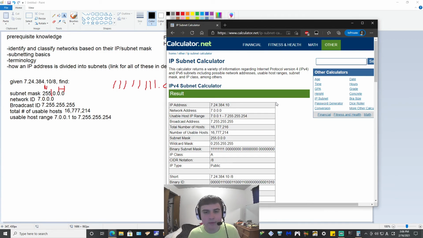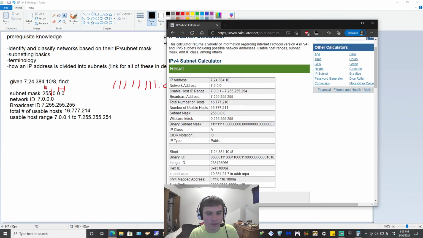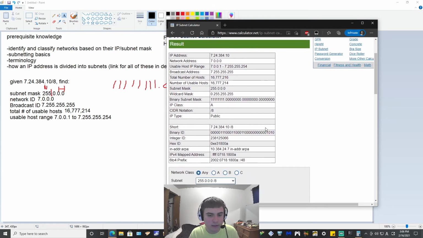Alright, and one more thing I would like to show you. I'm going to link this website in the description. It is a nice IP subnet calculator. I like it more than the other ones out on the web because it gives you much more detailed information. Like it tells you the total number of hosts, the total number of usable hosts, it tells you your broadcast address, it tells you your usable host range, it tells you your network address. And it's really easy to use.